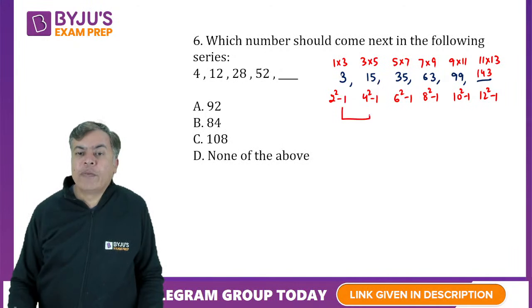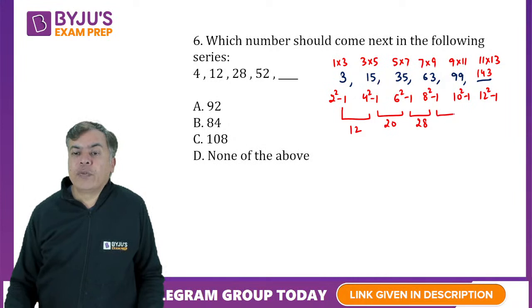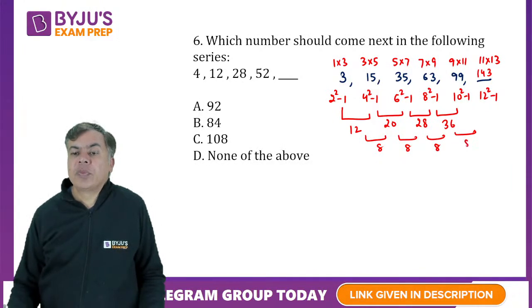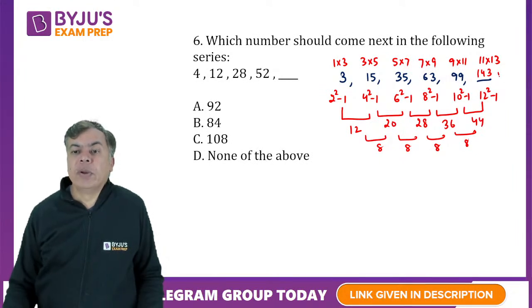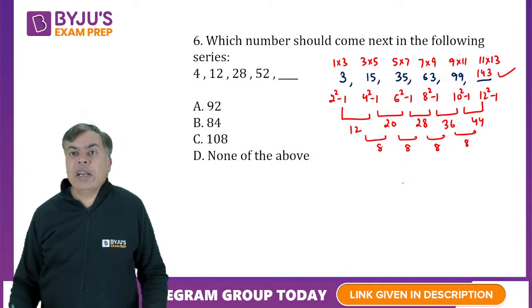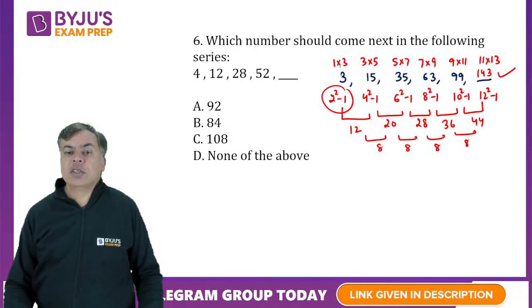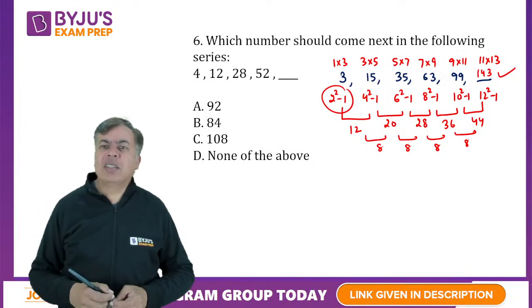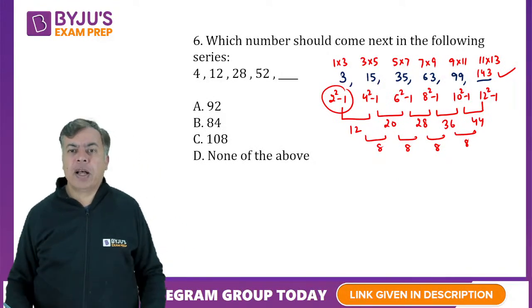You can also say the difference. The difference is 12. Here the difference is 20. Here the difference is 28. Here the difference is 36. So the difference is increasing by 8, 8, 8. So the next difference should be 44. So 99 plus 44 will be 143. So you can use differences, you can use squares, you can use the product method. So multiple logics may result in the same answer.